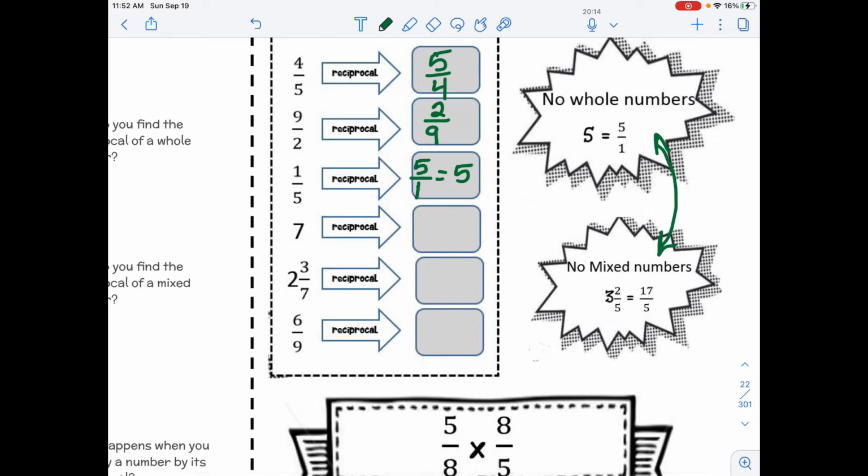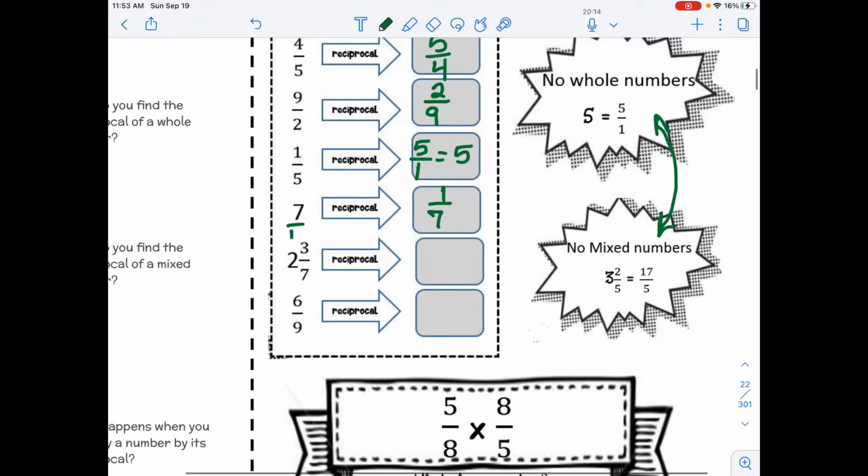Okay, here we go. The next one, number 7. Well, I don't see that it's a fraction, but remember how I make it a fraction? I put a 1 over it. So that gives me 7 over 1, and then its reciprocal is 1/7. Good job, Rams.